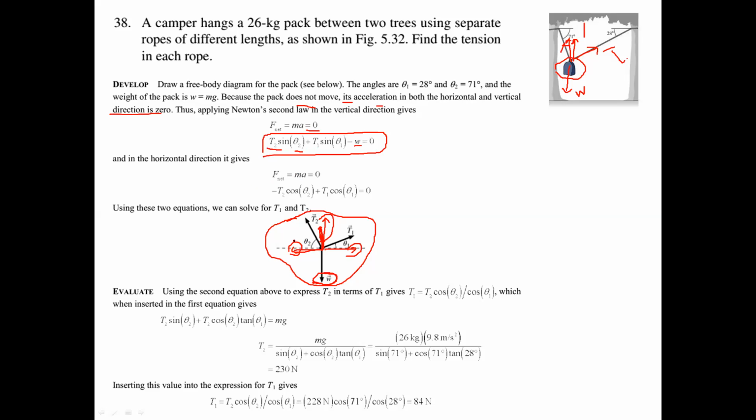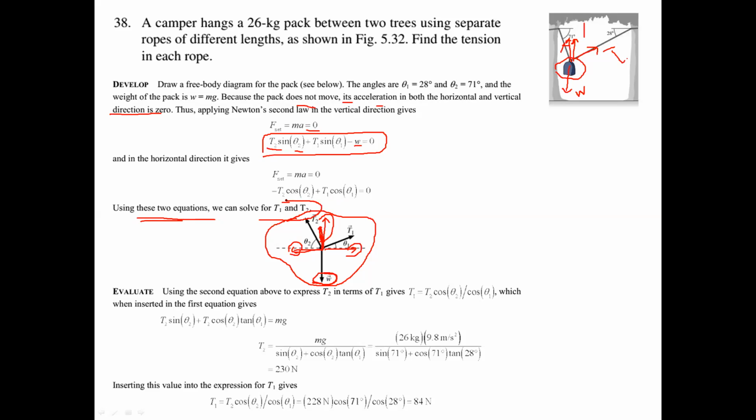As I said, what about the horizontal way? Again, this horizontal component, in this case, will be equal to minus T2 cosine theta 2 plus T1 cosine theta 1, in this case, will be equal to 0, or T2 cosine theta 2 will be equal to T1 cosine theta 1, right? And using these two equations, we can solve for T1 and T2.